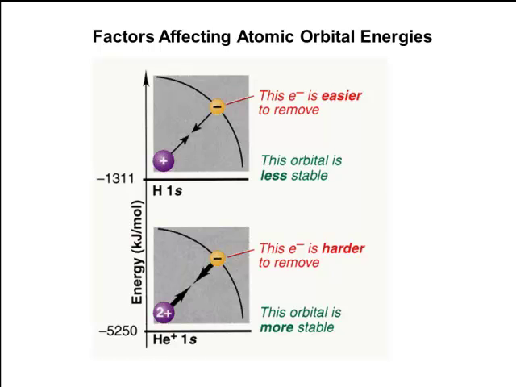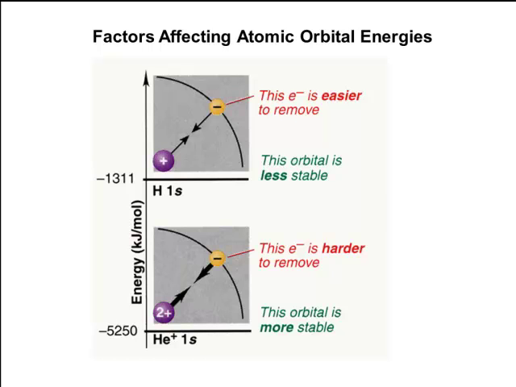If I take two protons and put them in the nucleus, but still only keep that one electron, well, now that one electron feels a +2 pull on it, which makes it harder to remove. So that electron in the helium +1 ion gets pulled closer to the nucleus, because it feels more of a positive attractive force. So we have to worry about the number of protons in the nucleus and their positive charge effect on the electrons surrounding it in those orbitals.